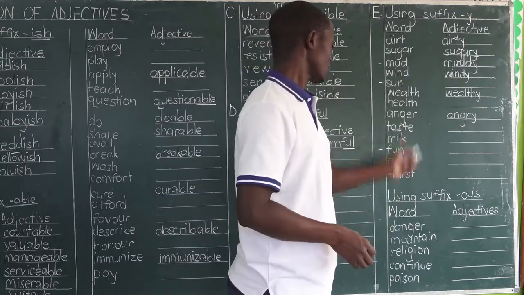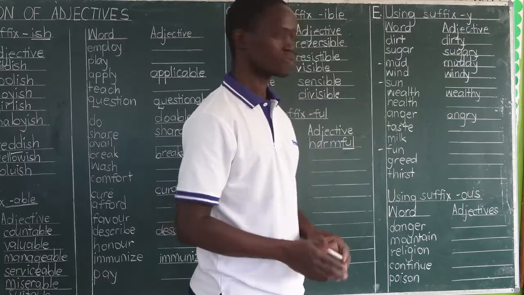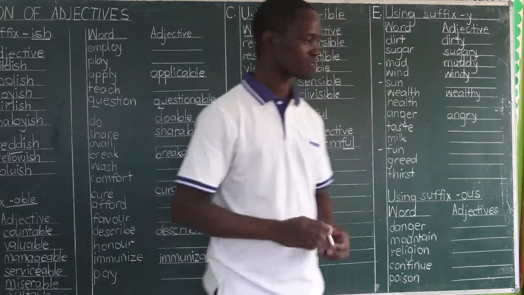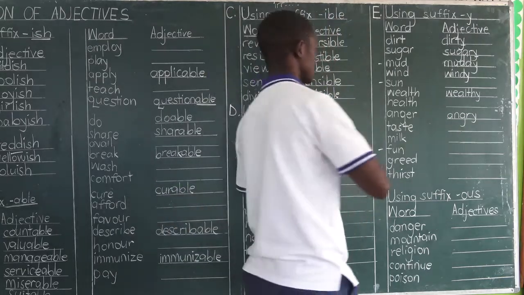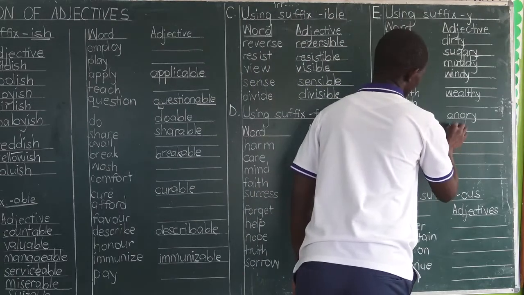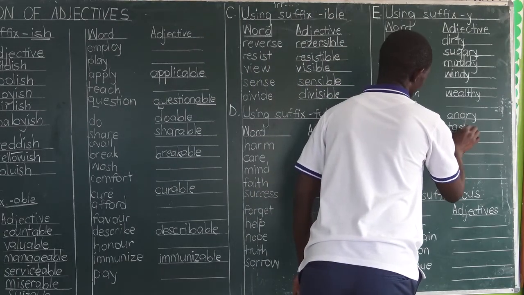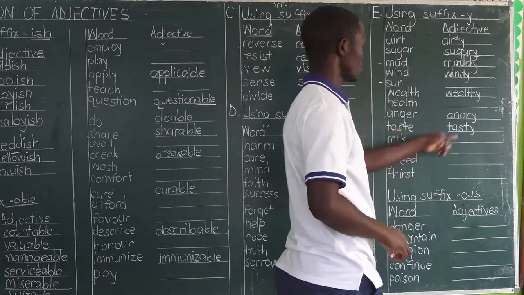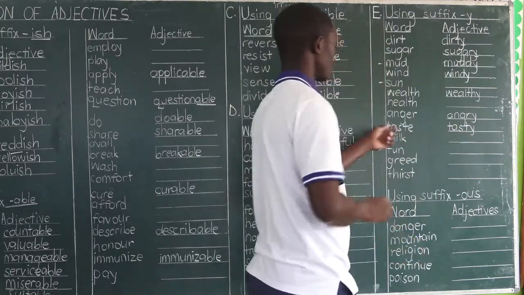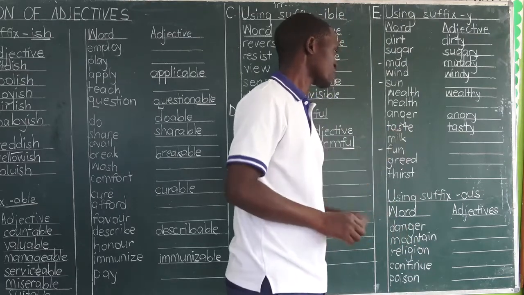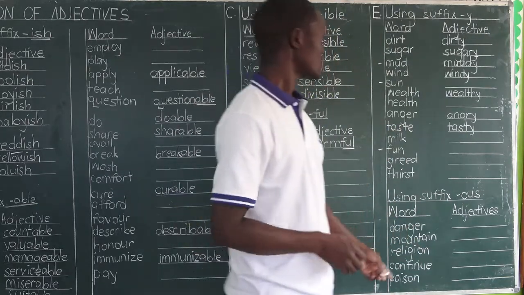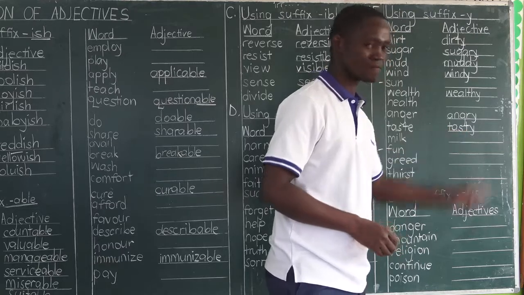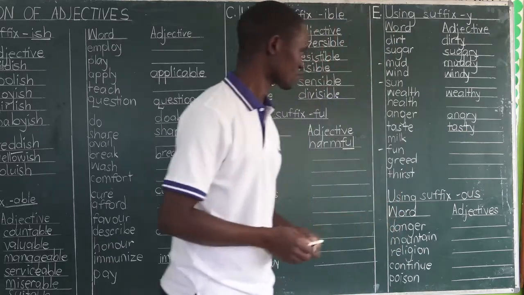Angry. The next one is taste. Taste forms its adjective and changes to tasty. T-A-S-T-Y. This is taste. Then tasty. Taste, the verb or the noun. Then tasty, the adjective from taste.